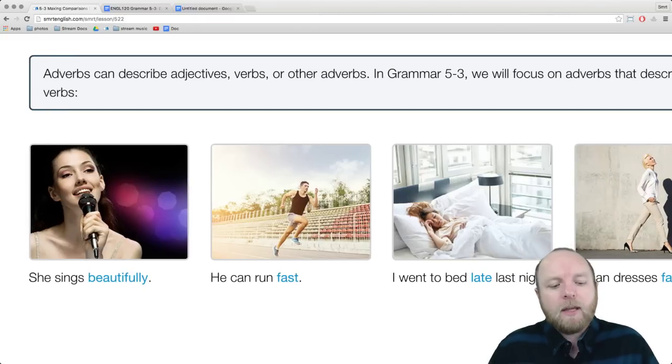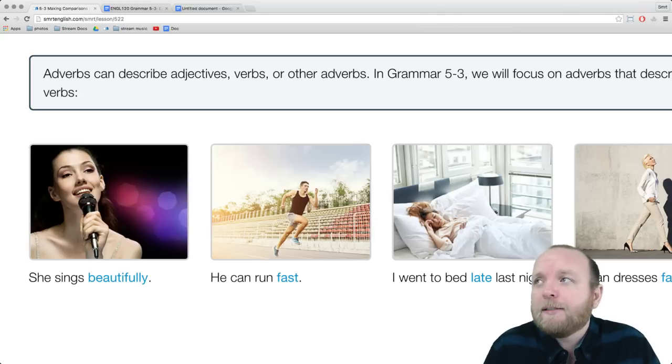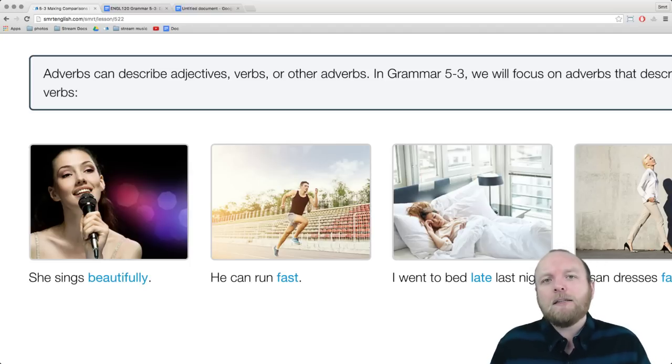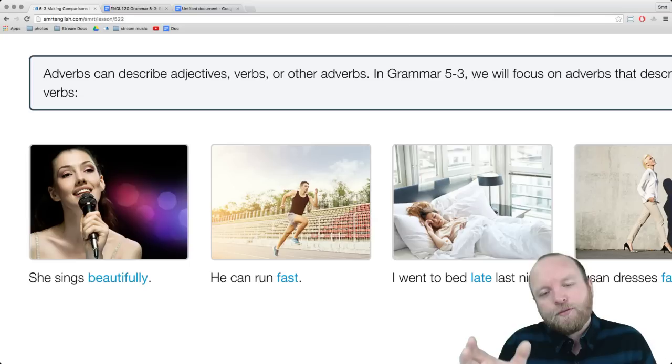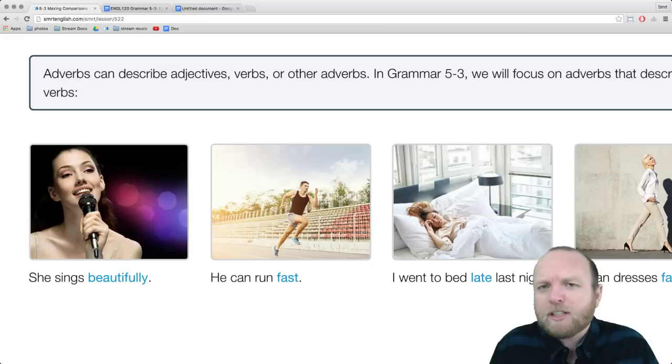Another example, he can run fast. He can run fast. Now, actually, fast is an adjective, and it is also an adverb. A lot of students say fastly. Fastly is not good English. Usually adverbs, we have ly, but some are different. Some we don't say ly. Example, fast. Don't say fastly. So he can run fast.